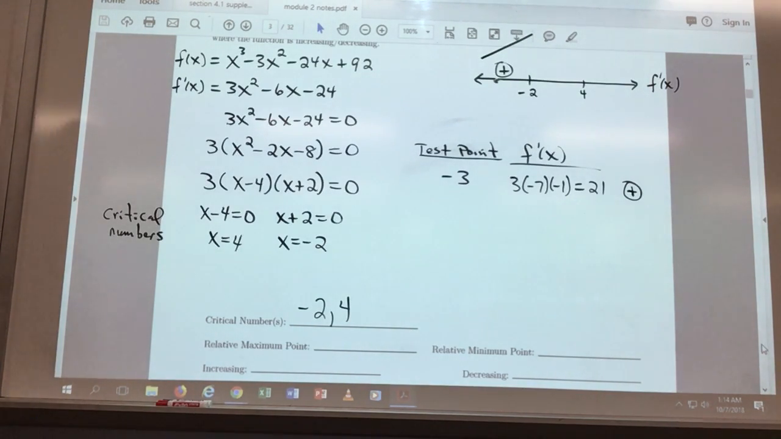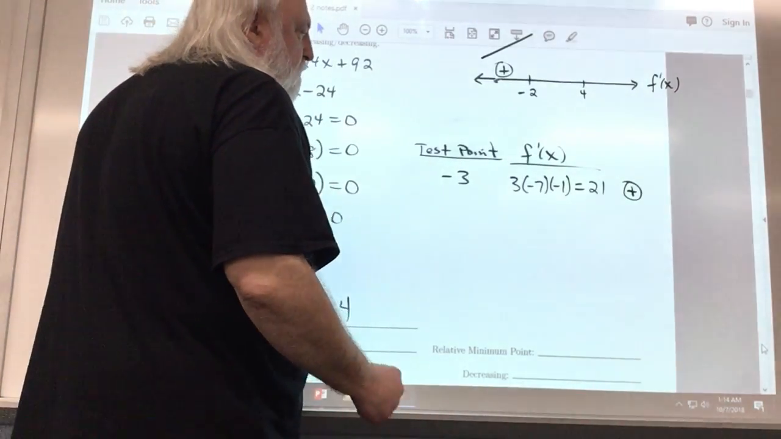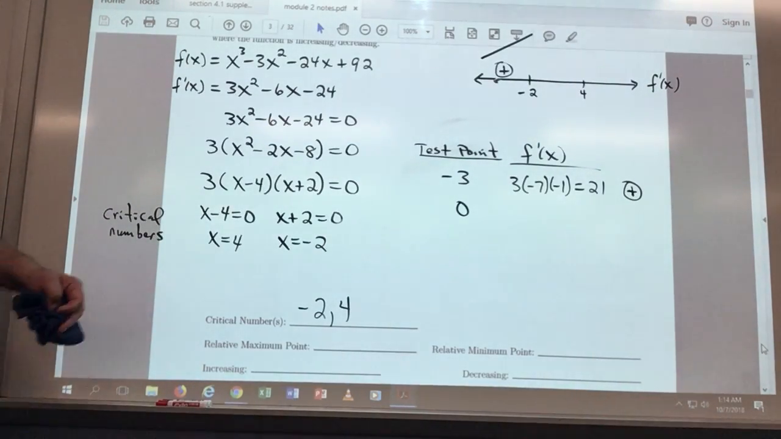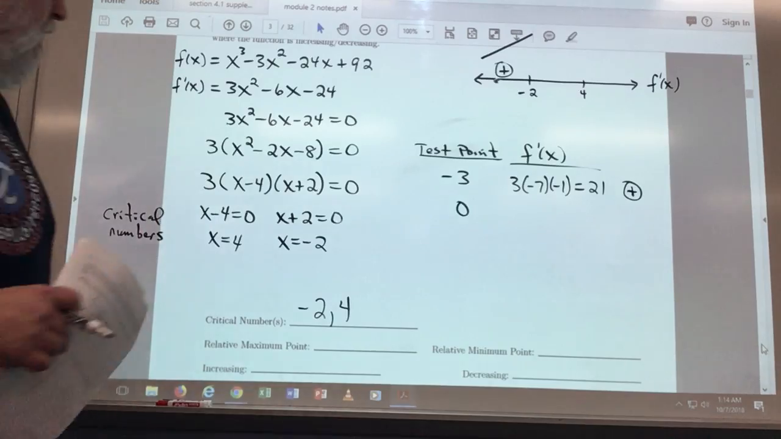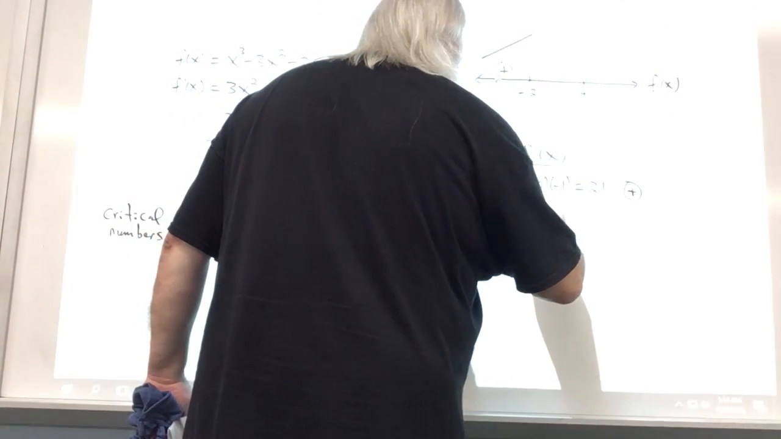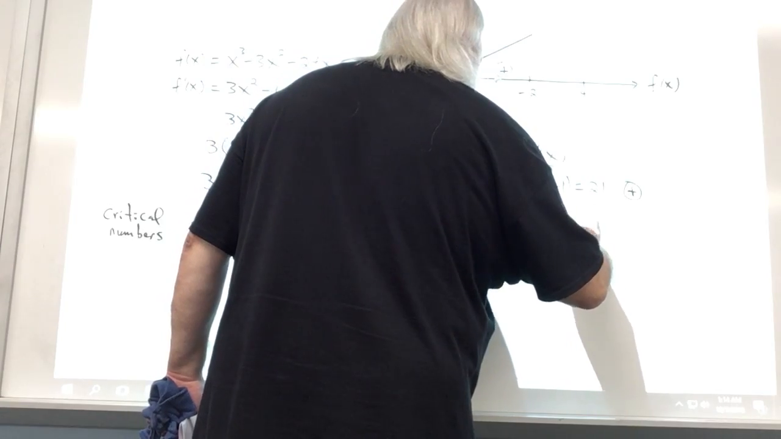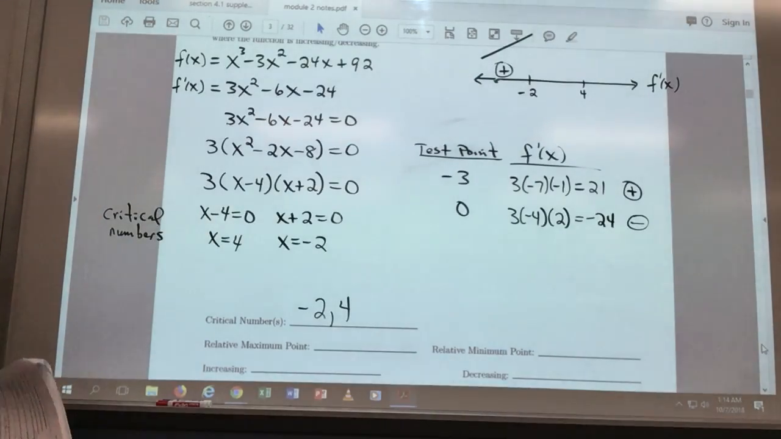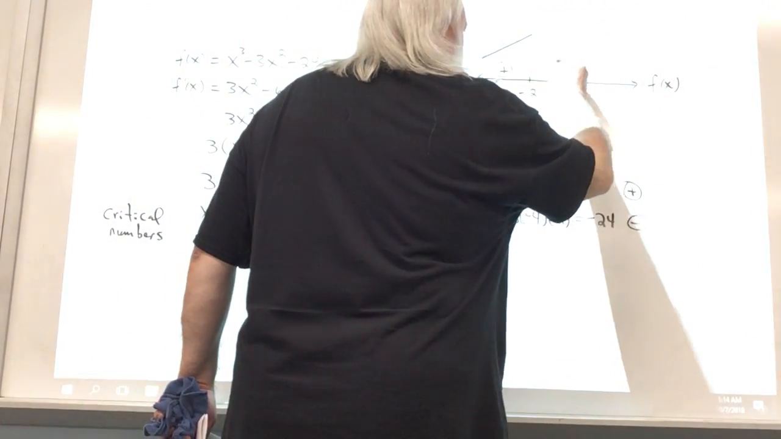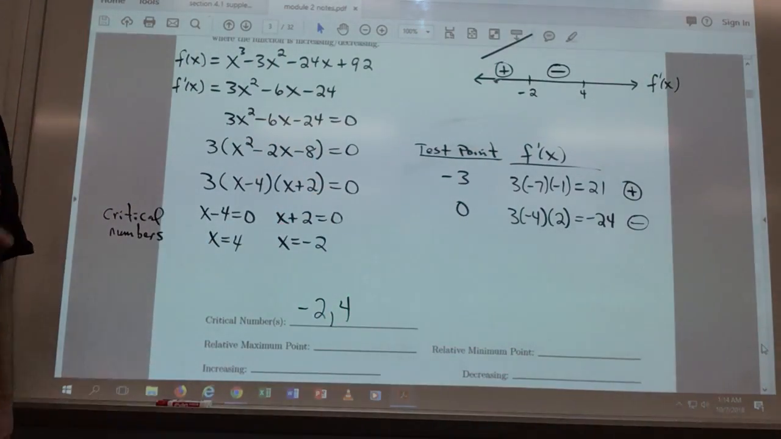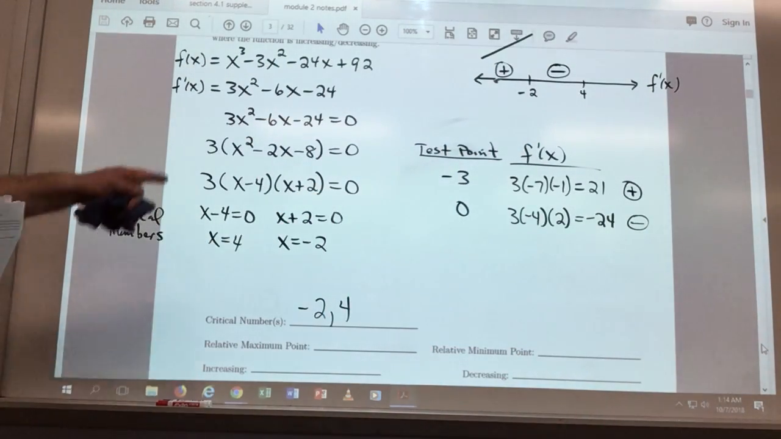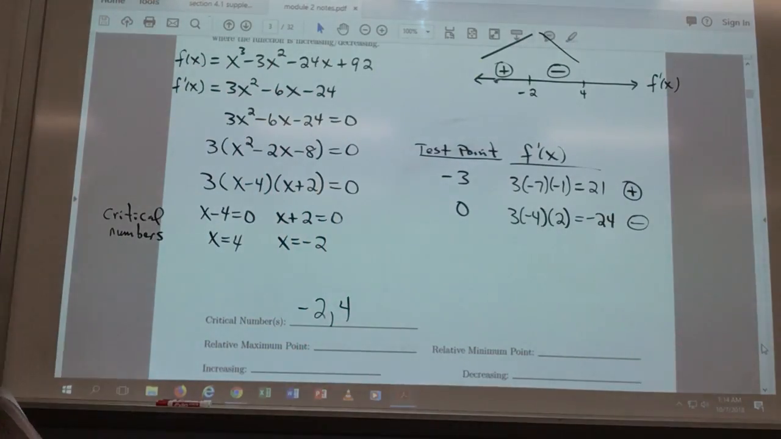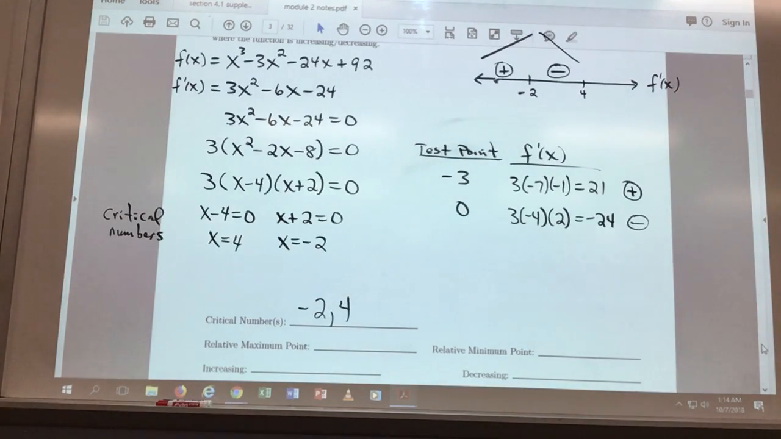In the second interval from minus 2 to 4, I'm going to use 0 as my test point. 0 usually is a good choice. And when I put in 0 for x, I have 3 times minus 4 times 2, which is equal to minus 24. That's negative. So the slope for this function is negative for all values of x between minus 2 and 4, which means the function is decreasing for all values of x between minus 2 and 4.